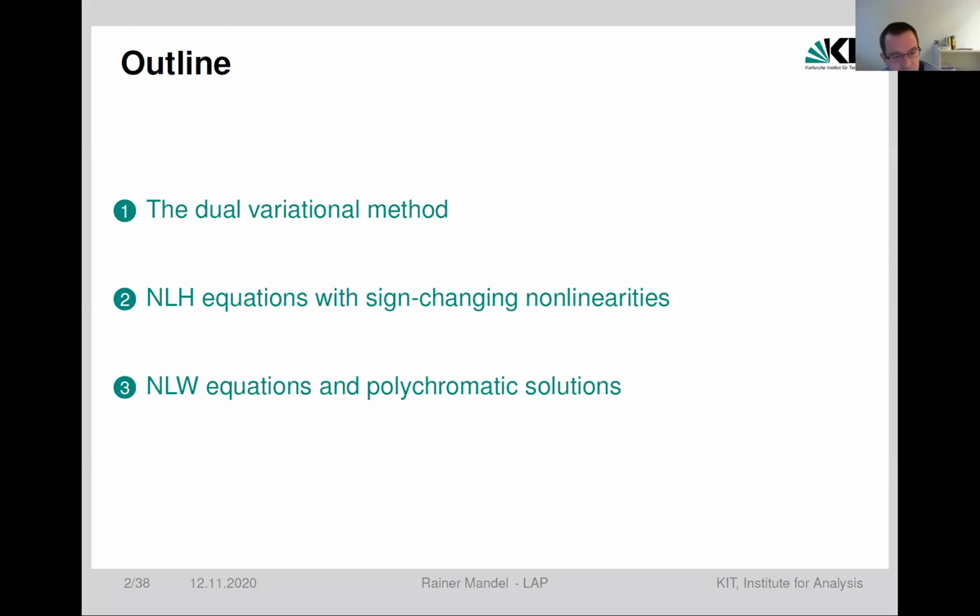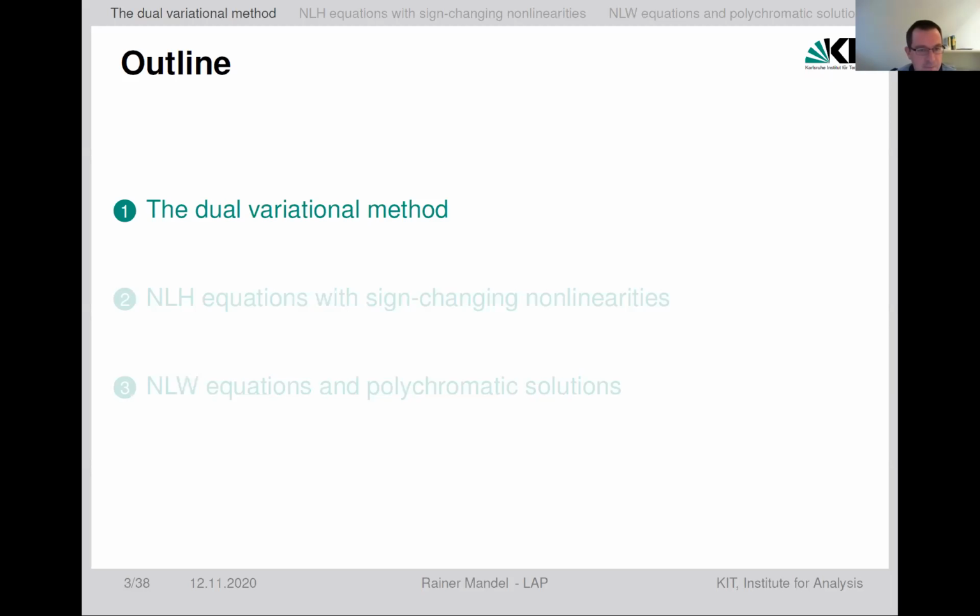In the third section, which is completely disjoint from the second one, so it's really another topic, we consider another variant of the dual variational method. We apply this to produce polychromatic solutions to the nonlinear wave equations with power type nonlinearities. And in these two areas, this dual variational method applies, and that's why I start with explaining it at the beginning. So before telling you about the dual variational method, I have to say something about the variational method in general.